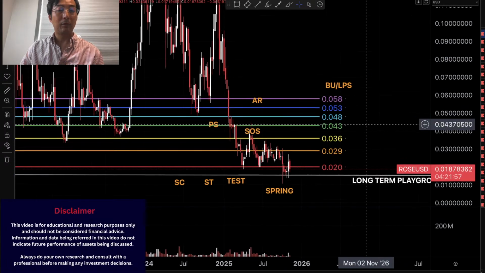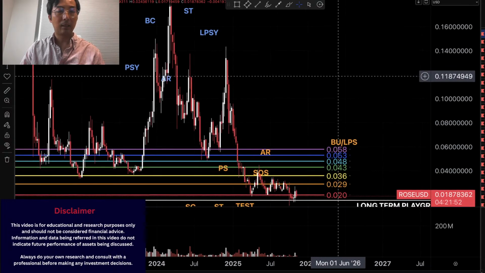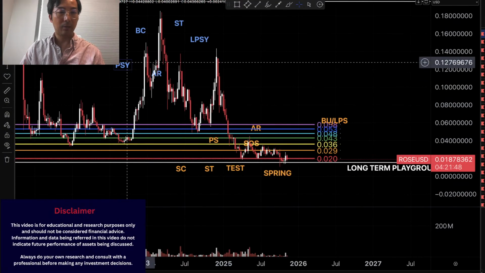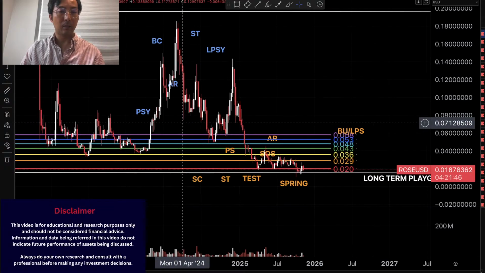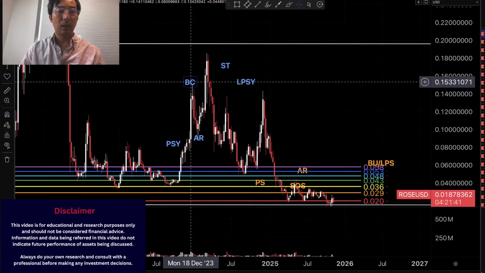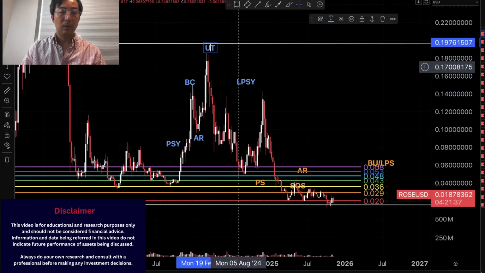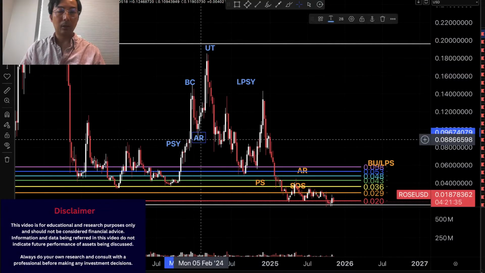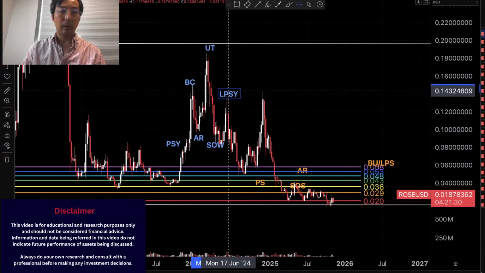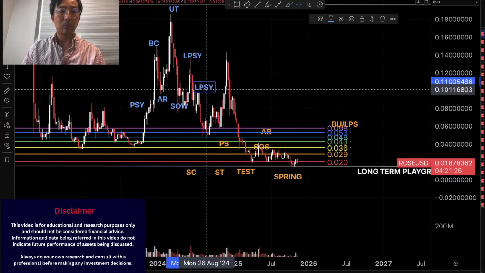If you're not here for the first time, you know that's the usual practice that we have to plug in these very quickly. Let's say that's the PSY, that was the buying climax, the automatic reaction, and then we've got an upthrust right there in March 2024, and then it came down for a sign of weakness, and we had an LPSY in June, and a subsequent LPSY.